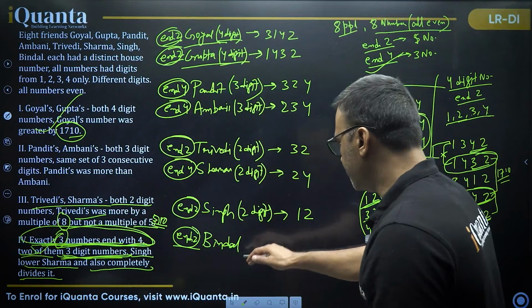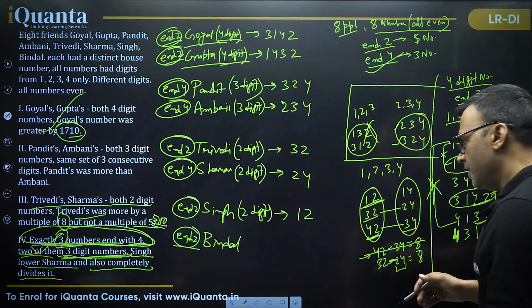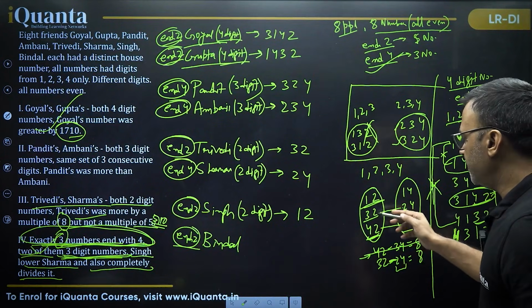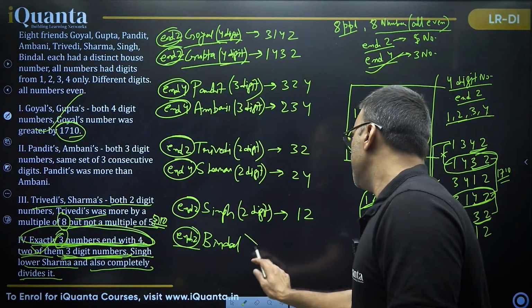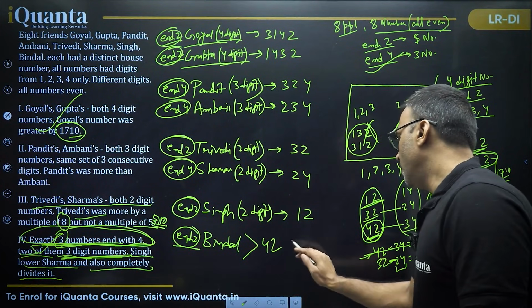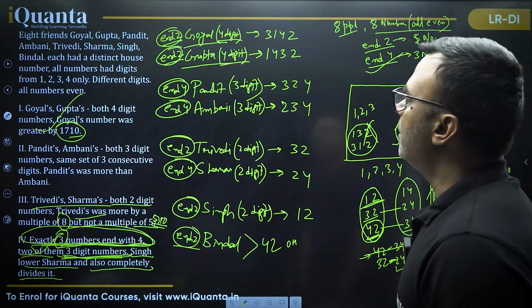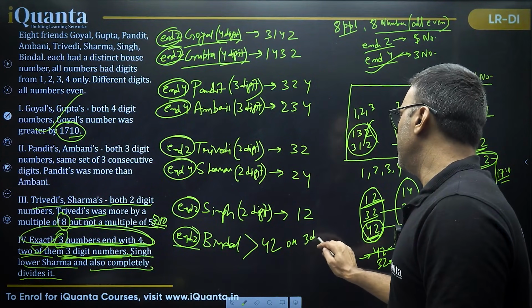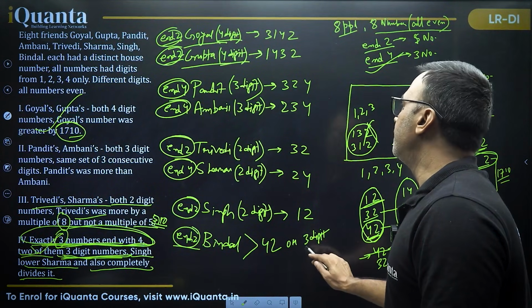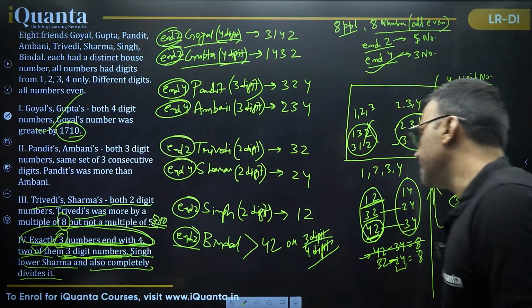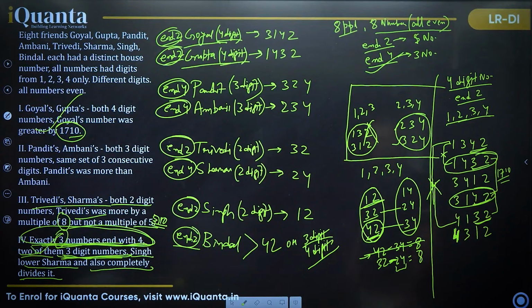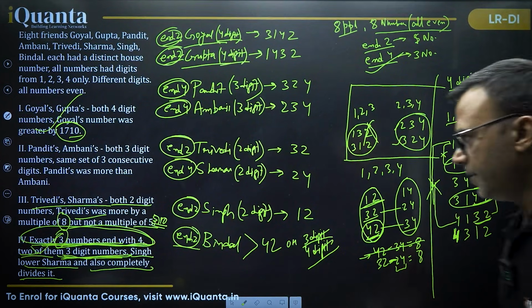It has to be more than 12. So Bindal is either a 2-digit number more than 12. 12 is done, 32 is done, 42 is not done. So the minimum value that Bindal can take is 42. That's what we understand. Or a 3-digit number or a 4-digit number. Nice. That's what we can say. It will be either a 3-digit number or a 4-digit number ending in 2. All right, very good.